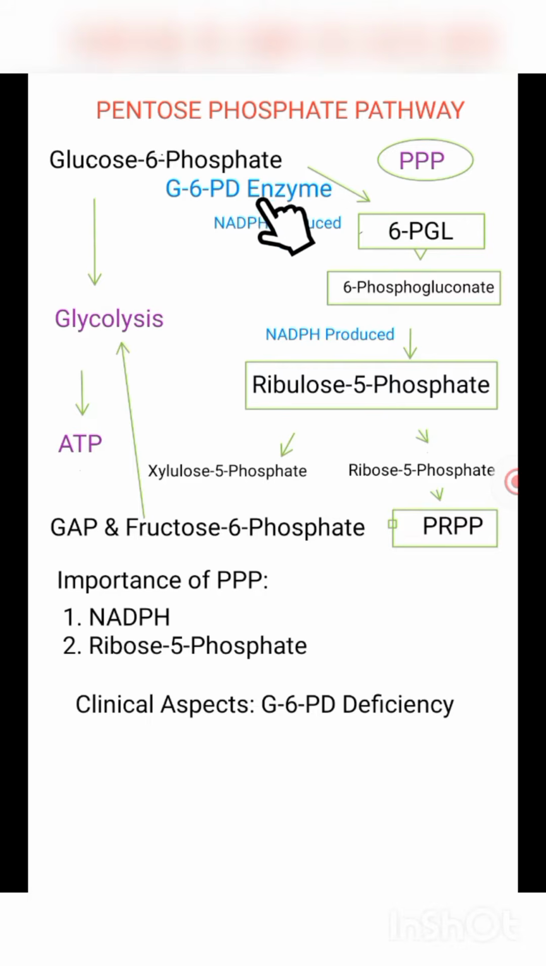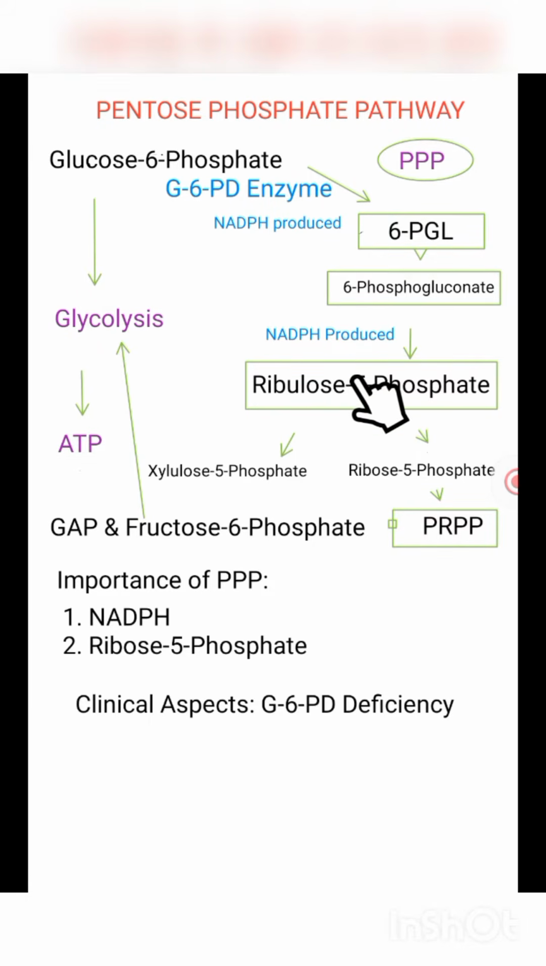Now, step one is a rate-limiting step in the oxidative phase, and it is characterized by the glucose 6-phosphate dehydrogenase enzyme. And take note that your NADPH is produced right in step one and also in step three of the oxidative phase. So you have to know that these steps are the ones that produce NADPH, which we are looking for. And we're going to discuss the importance of NADPH produced in the oxidative phase.